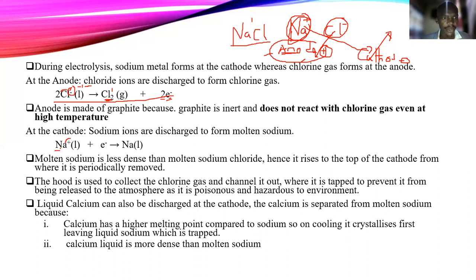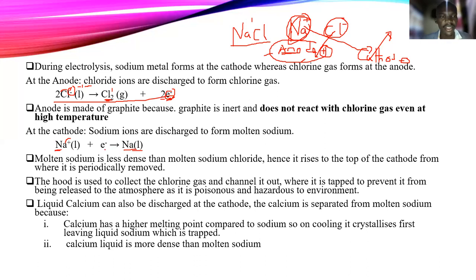So that is that. This one is being reduced to 0. It gains, at the anode we had 1 electron produced. So that 1 electron combines with the sodium ion to form what? Molten sodium. It is not solid, please. It is liquid because it is molten sodium. So don't come and balance.